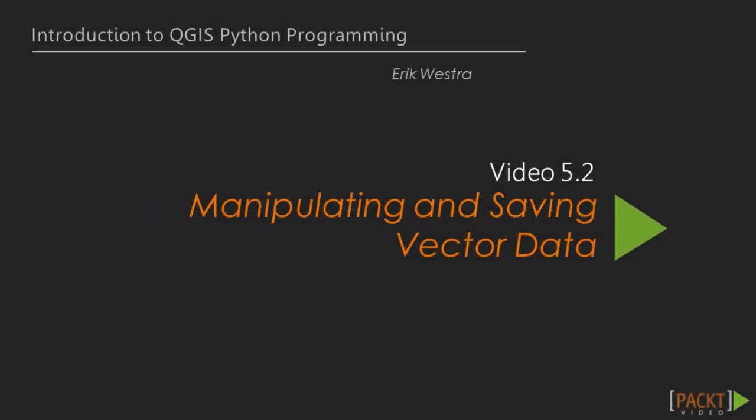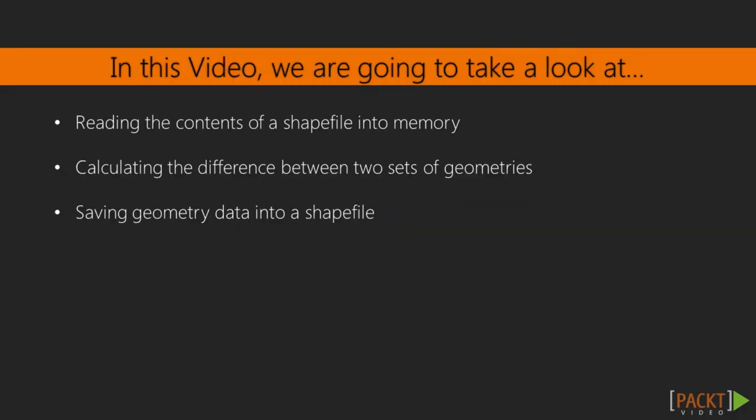In the previous video, we saw how to work with raster format geospatial data. In this video, we will turn our attention to working with vector format data. We'll use shapefiles and learn how to read vector format data from a shapefile into memory, how to manipulate vector format data, and how to save that data back into a shapefile again.